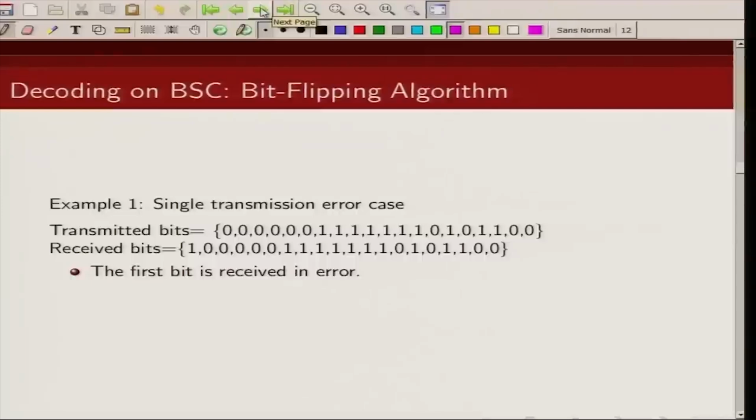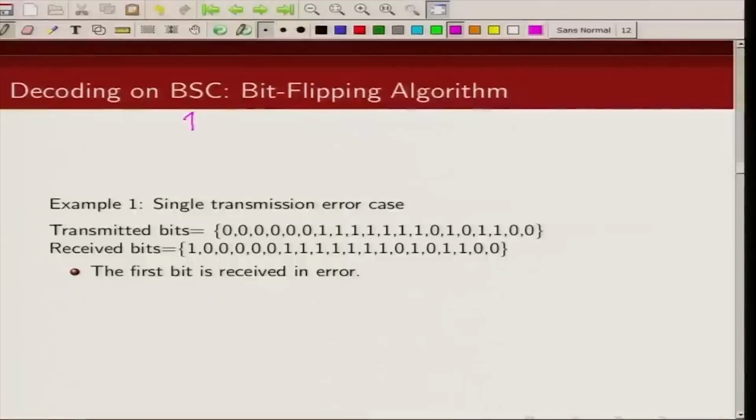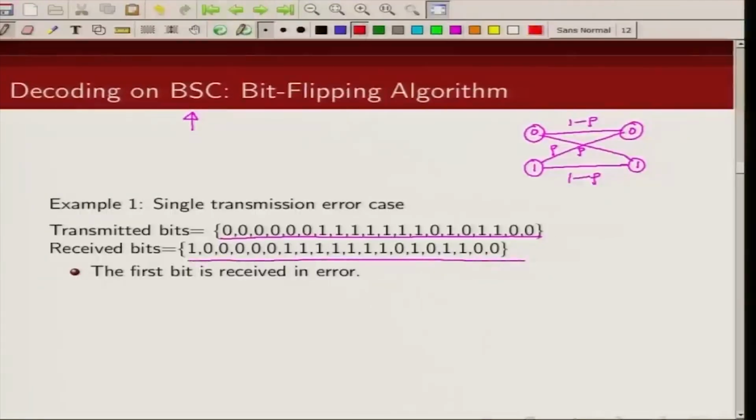Now, let us look at how we can correct errors. So, we are considering a binary symmetric channel. Again, recall what a binary symmetric channel is. There are 2 inputs, 0 and 1, and with probability 1 minus p you receive the bits correctly, and there is a crossover probability of bits getting flipped. Let us consider that we have transmitted this coded sequence and what we received is this. So, there is an error in the first bit location.